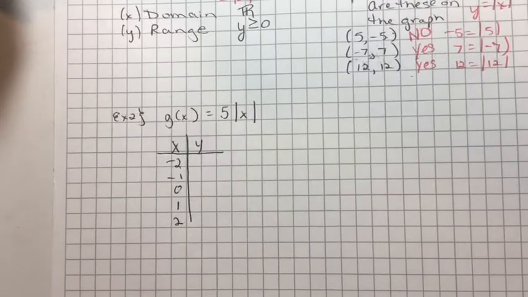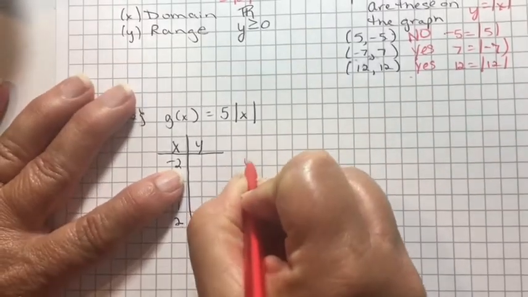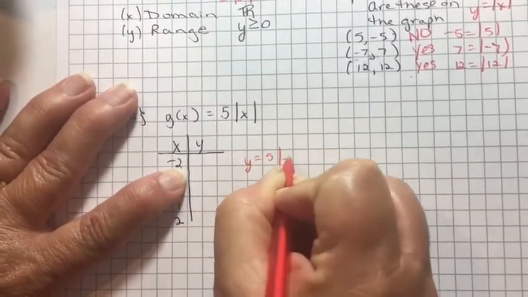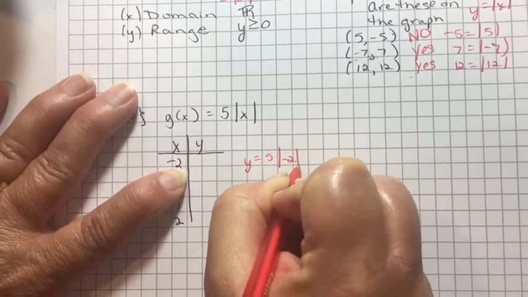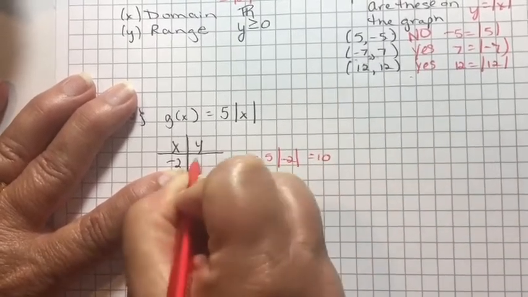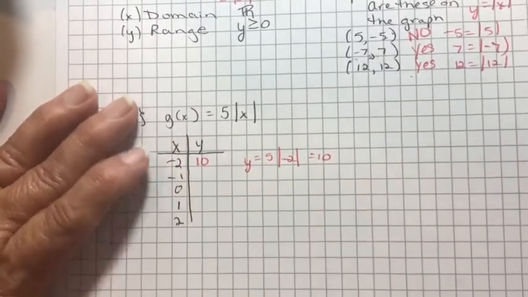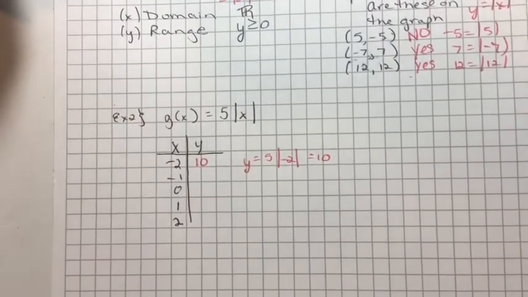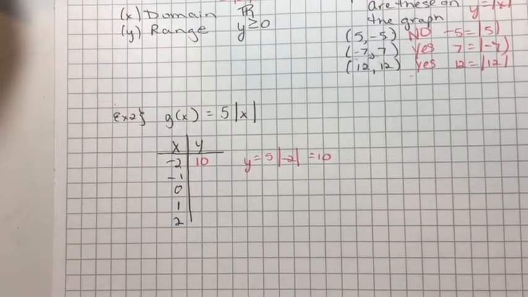So these are going to be slightly different. In this case, my y is going to be 5 times the absolute value of -2. 5 times 2 is 10. Okay, see if you can finish those 5. Pause the video while you do that.